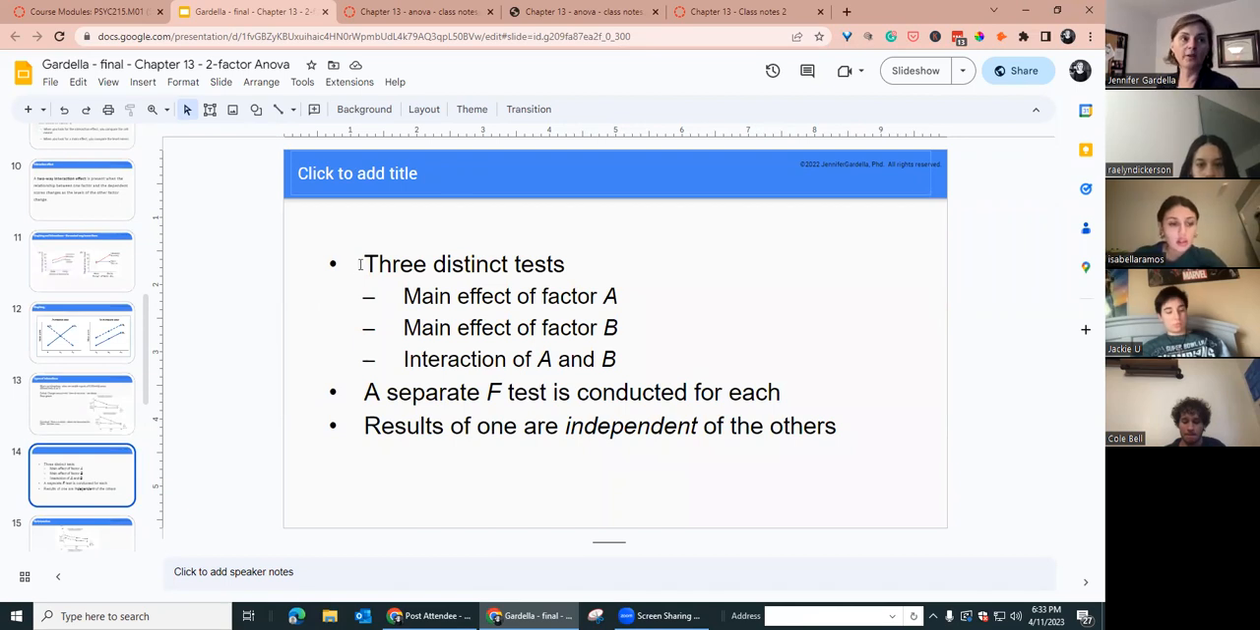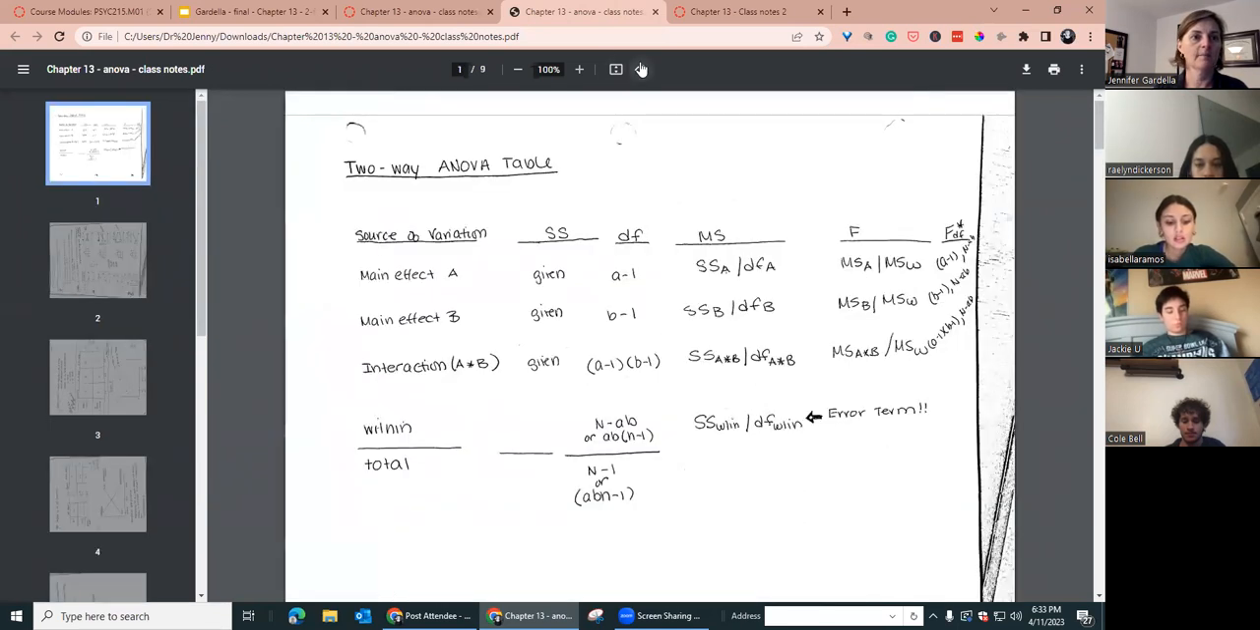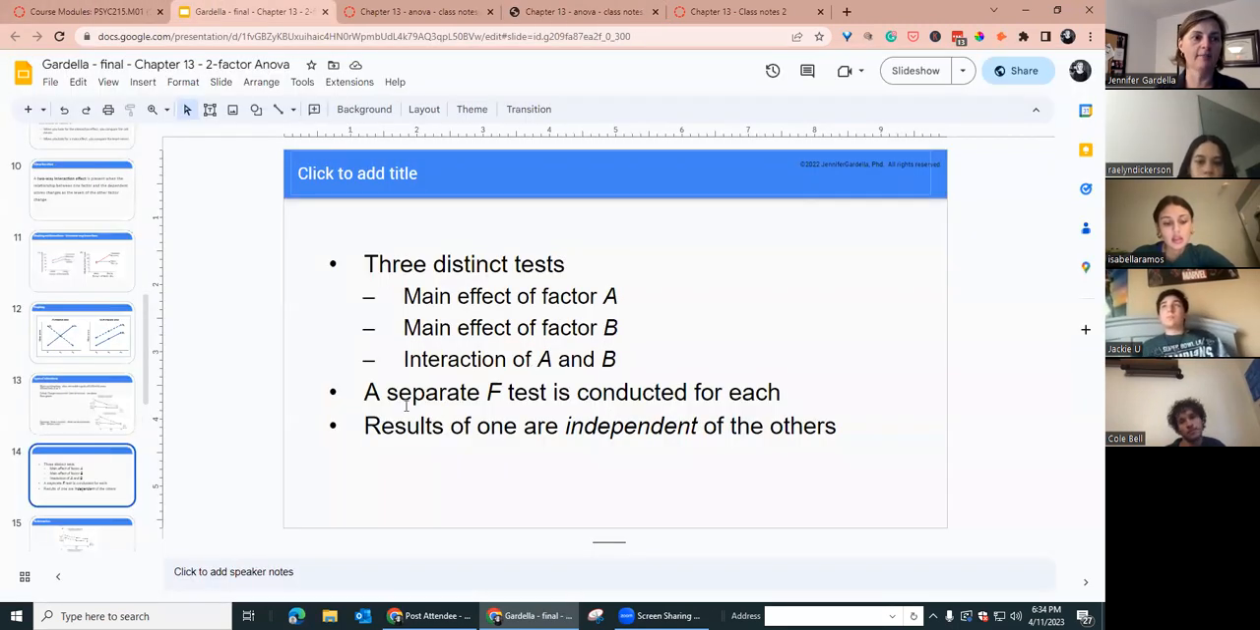Okay, so when we talk about the F, again, there's 3 different levels. Where's my F table? So there's 3 different levels. We look at level A, level B, and then the interaction of A and B. And a separate F test is conducted for each. And the results are completely independent of one another. So you can have the factors be insignificant, you might not find significance, but the F for the interaction could be significant.